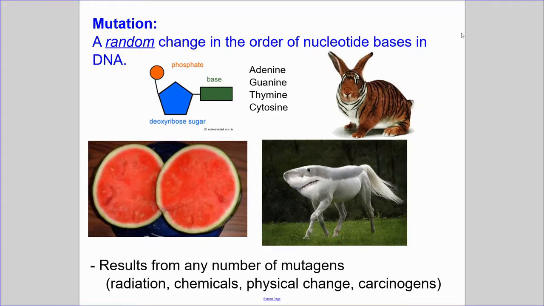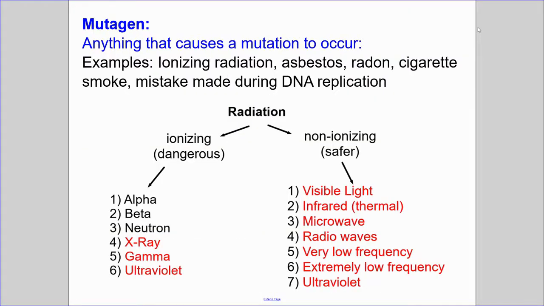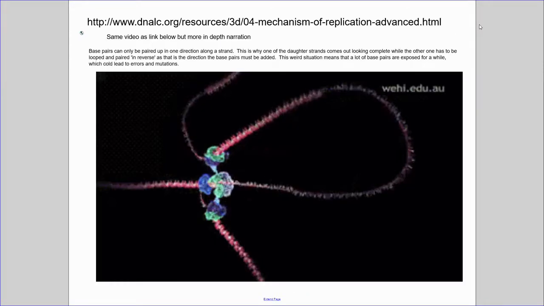It can result from any number of mutagens, and a mutagen is anything that causes a mutation to occur. So for example, you have ionizing radiation, asbestos, radon, cigarette smoke. Radon is something that occurs in groundwater, so that's kind of important here in New England. It comes up through the rocks, the uranium in the rocks, and it degrades into radon, which then gets emitted in shower steam or into your drinking water, which can be bad. So a mutagen is anything that causes a mutation.